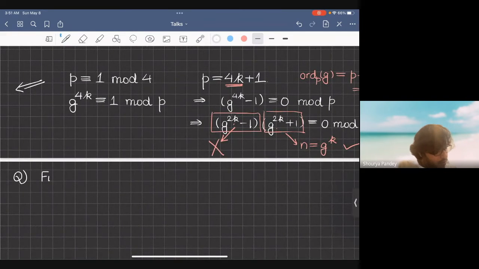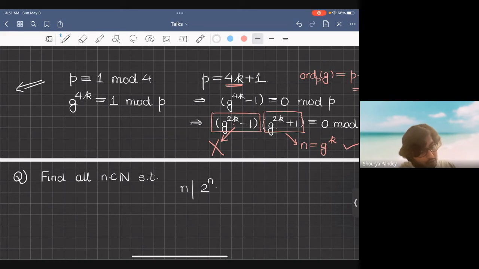Find all naturals n such that n divides 2 to the n minus 1.